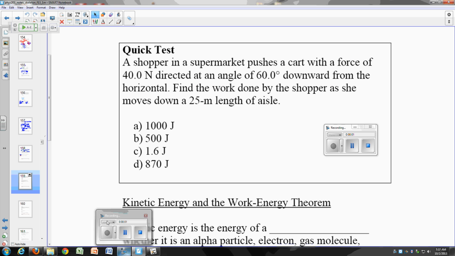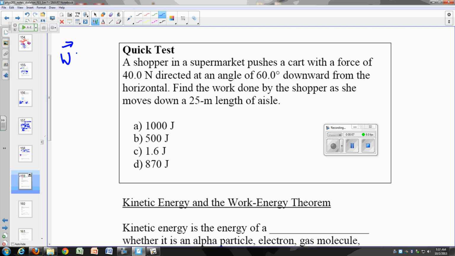All right. So remember, we're working on work. I had a couple definitions for work. First, work is not a vector quantity. Work is a scalar quantity, and work is equal to the dot product F dot D.